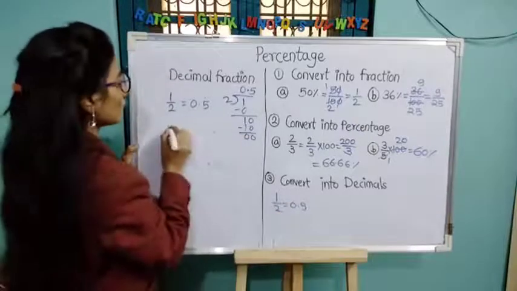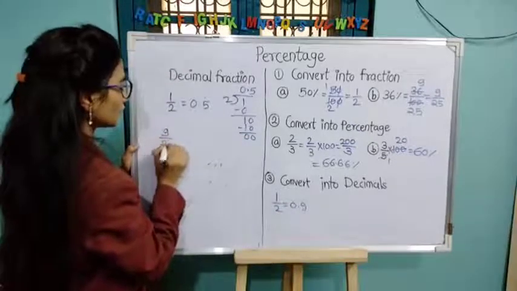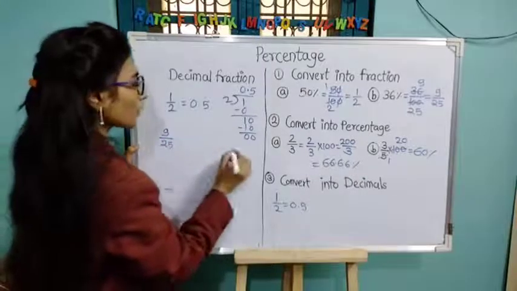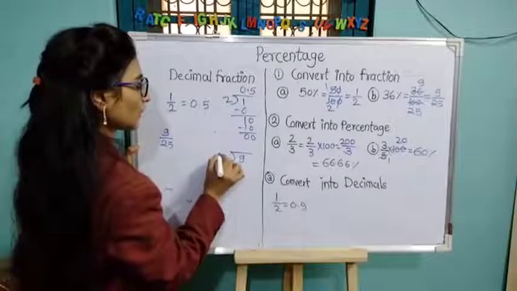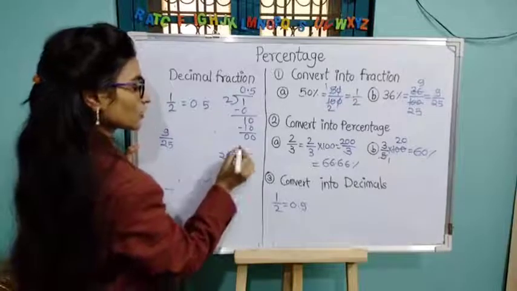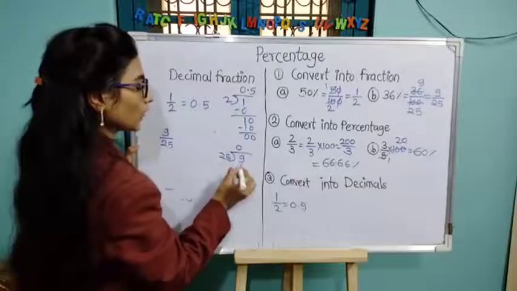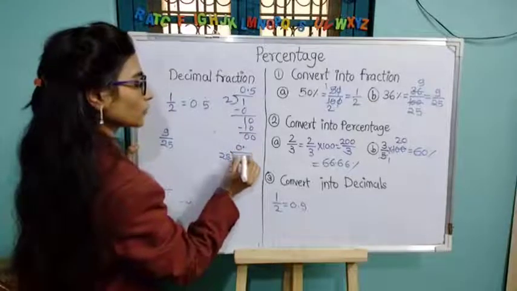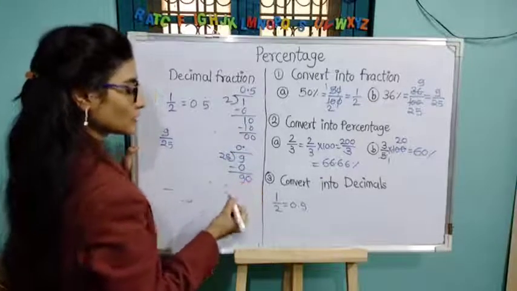Next is 9 upon 25. Similarly we have to do this one. So 9 is smaller than 25. So what do we have to do? We have to divide this 9 by 25. But it is not possible. So we will put a 0 here and subtract 0 from 9. So 9 will come again. We have to put decimal point. We can take 0 here.